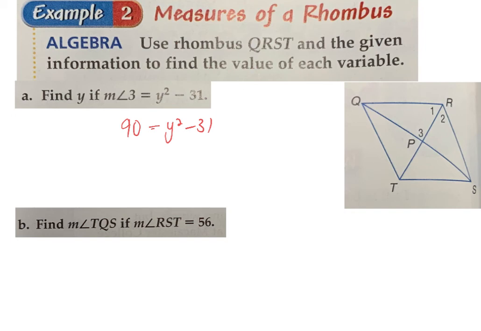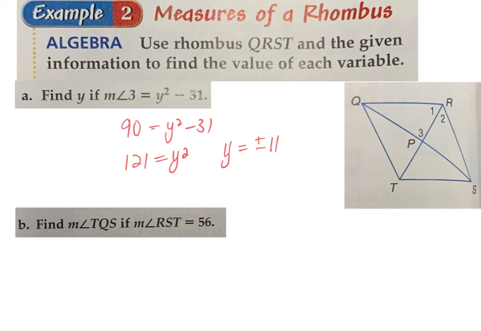And then we can add 31 to both sides. 121 equals y squared. So y is going to equal two possibilities. What are the possibilities? 11 or negative 11. Positive and negative 11 are the options. That's all it wanted us to find, the measure of y.